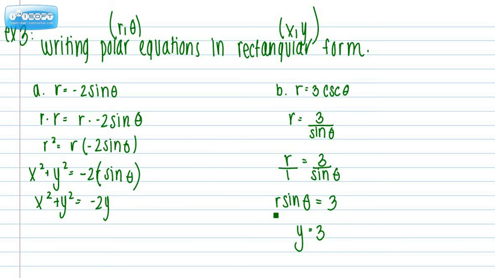Finally, I can make a substitution for r times sine of theta, which is in polar form, and I can rewrite that as y. So my final answer should be y equals 3. Which is good because we no longer have an r, we no longer have a theta, so we have successfully gotten into rectangular form. Please let us know if you have any questions.